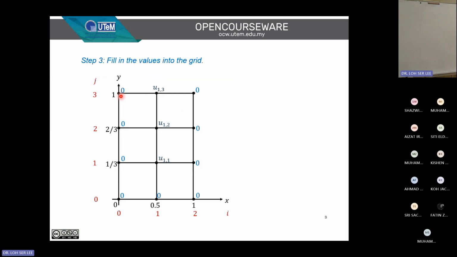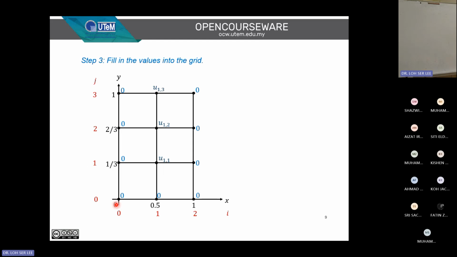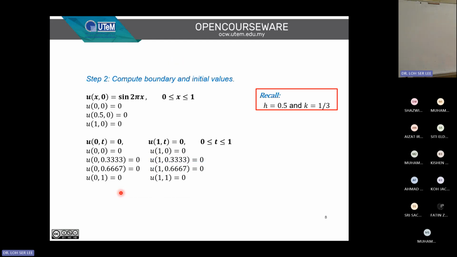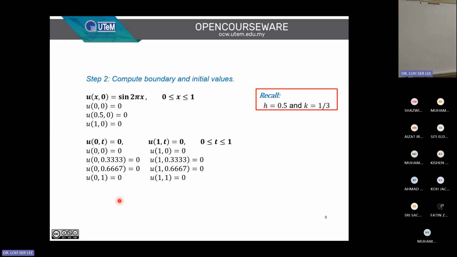Then you substitute all these points into the grid that you drew just now. So this is for the initial condition: the point 0, 0 is 0, and 0.5, 0 is also 0, and the third one is also 0. This is for the boundary. Sorry, you just match the points. This is something like u(x, y), x and y.